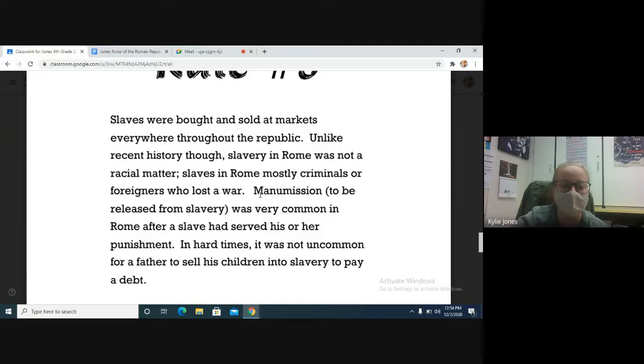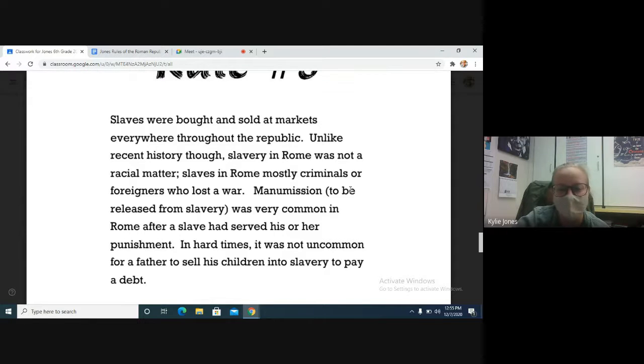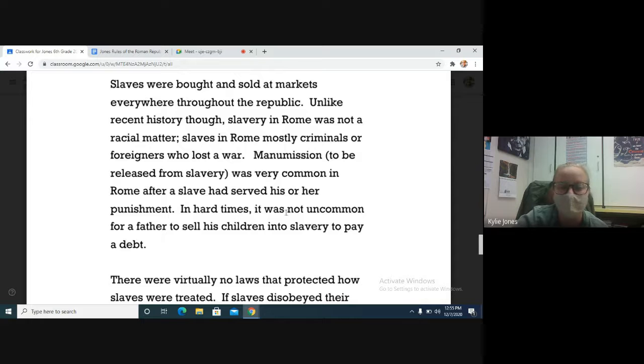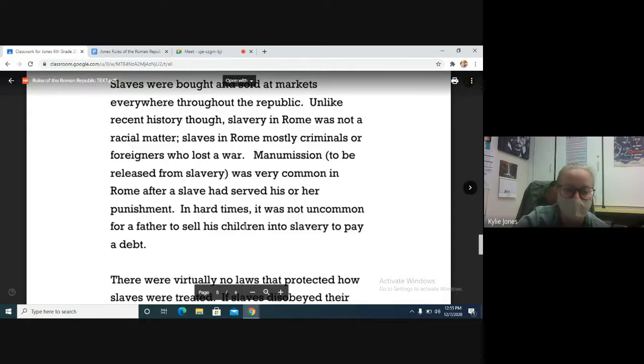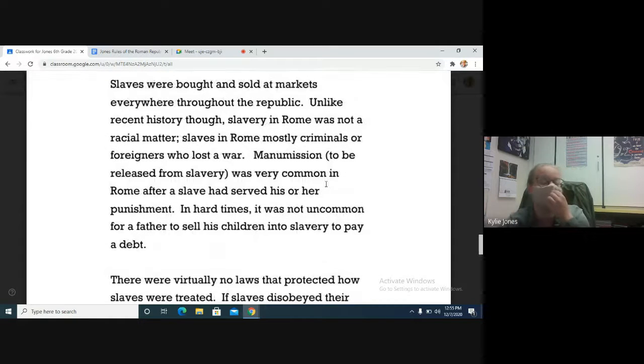Wow, that's a different word. Manumission, to be released from slavery, so that's what that word means, was very common in Rome after a slave had served his or her punishment. In hard times, it was not uncommon for a father to sell his children into slavery to pay for a debt. So that is kind of scary, but that's also very different from recent history, right?